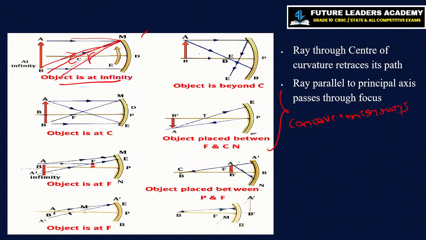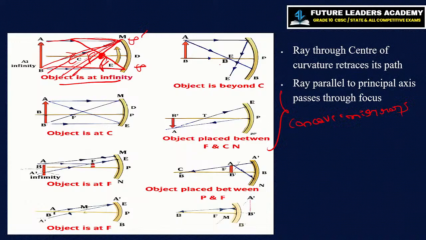When an object is at infinity, if I pass another ray here, this will also pass here, and this will also pass here. The image will form at F. The image will form at F. Okay, the image forms at F. This should be infinity.